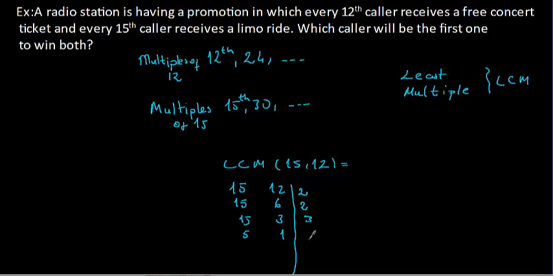We finished on this column and we are going to do only the operation here. 5 is a prime number, and when you divide by 5, it's going to be equal to 1. So the product of these numbers is going to give us the least common multiple of 15 and 12. The answer is 2 times 2 times 3 times 5, which is 4 times 15, which is equal to 60, and the 60th caller is going to get both of the prizes because 60 is a multiple of 12 and 15.